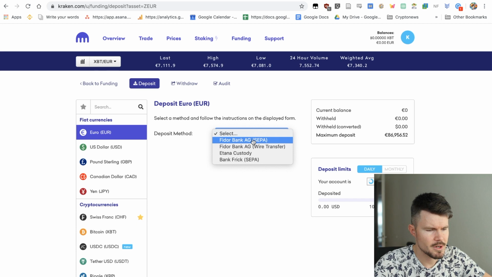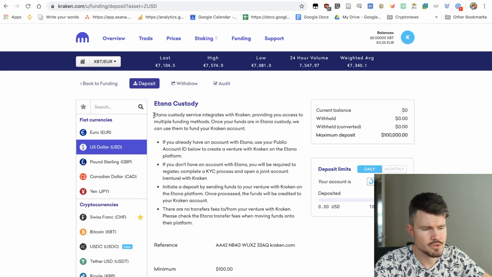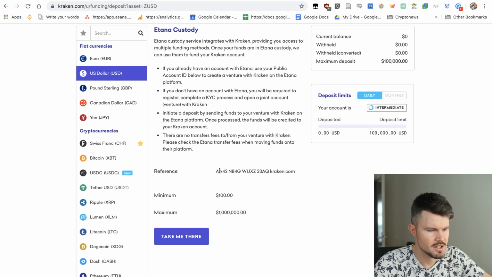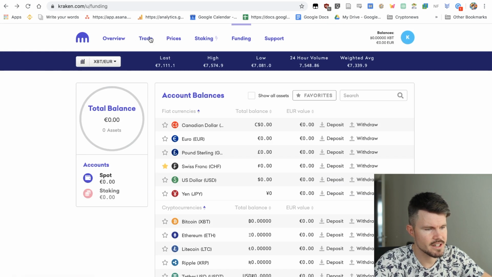You've got, for example, SEPA, wire transfer, Eternal custody, SEPA again but a different bank, and this is for Swiss customers probably. If you load US dollars onto your account, then it's a bit different. For US dollars, you click on deposit, and you would go through the Eternal custody service, which is integrated with Kraken. Down here, you've got the reference number that you will need to use with Eternal, and you will have to sign up and create an Eternal account for that. And you can click on trade.